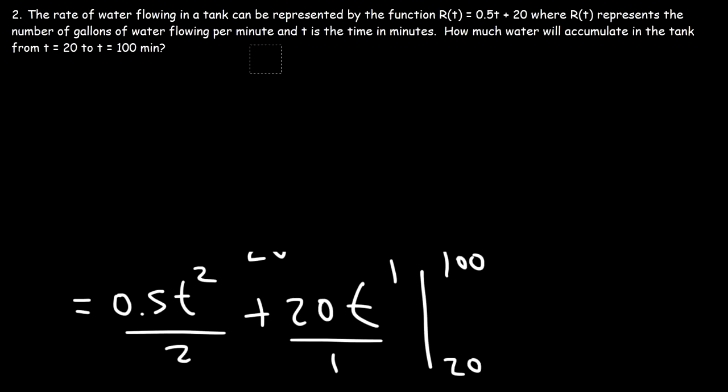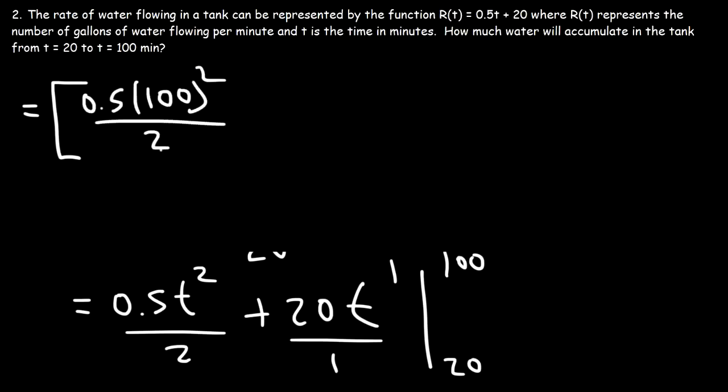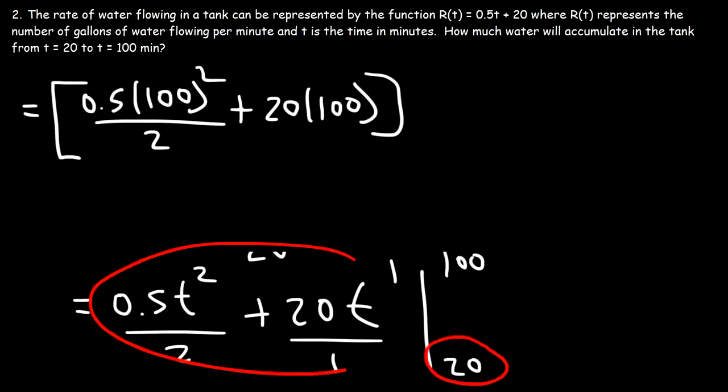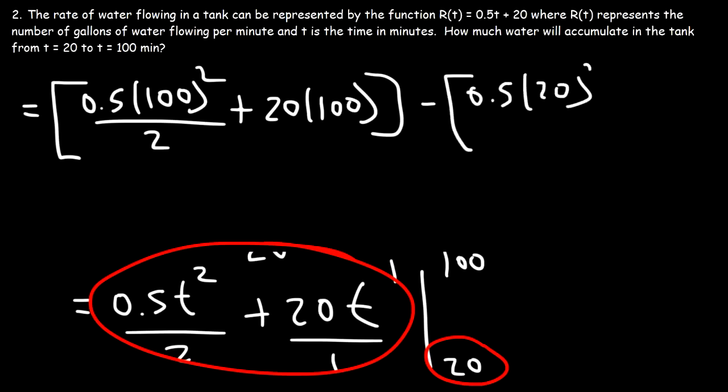So the first thing we're going to do is plug in 100. So it's 0.5 times 100 squared divided by 2 plus 20t, or 20 times 100. And then we're going to plug in 20 into this expression. So it's minus 0.5 times 20 squared divided by 2 plus 20 times 20.